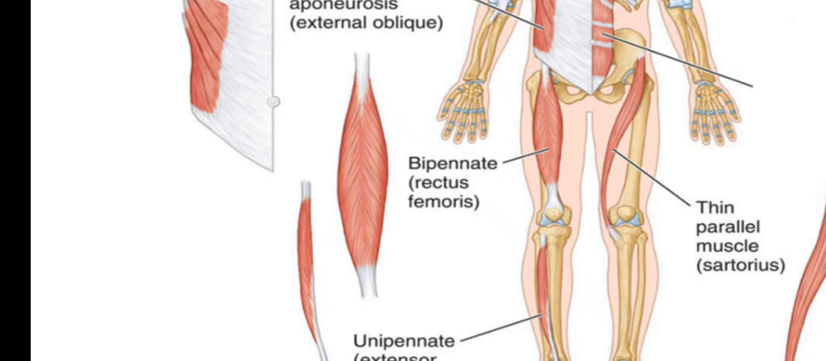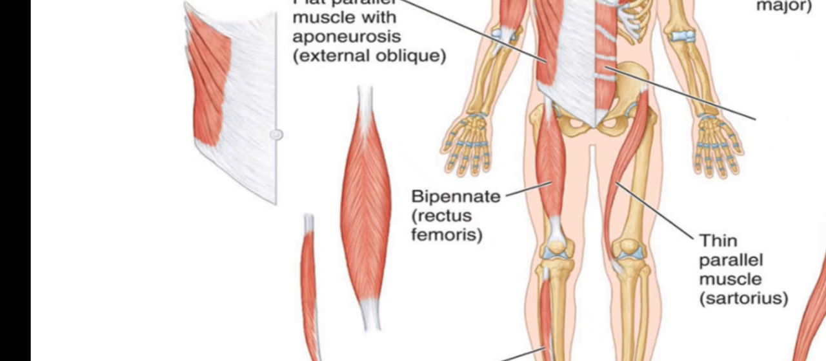Remember, I told you that if you know the skeletal system, it becomes very simple for you to understand the muscles, because most of these muscles are named after the bones. Okay, the femoral bone, femoralis muscle. Very simple.